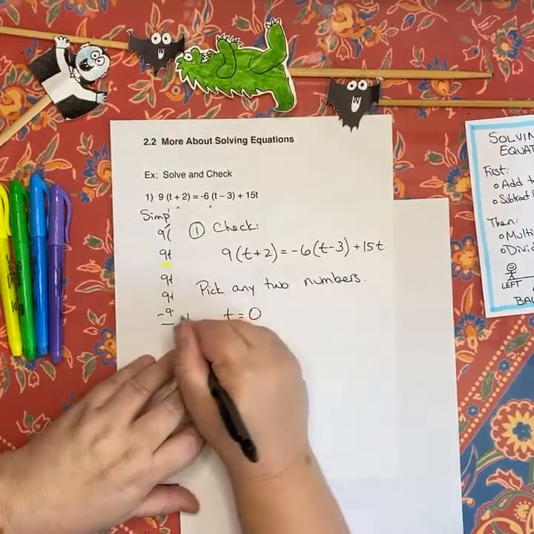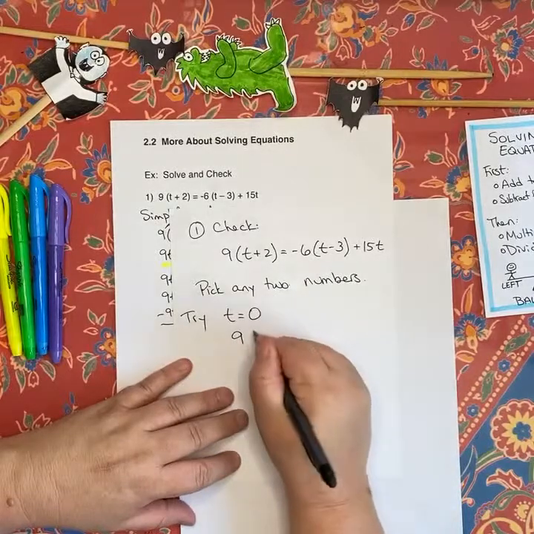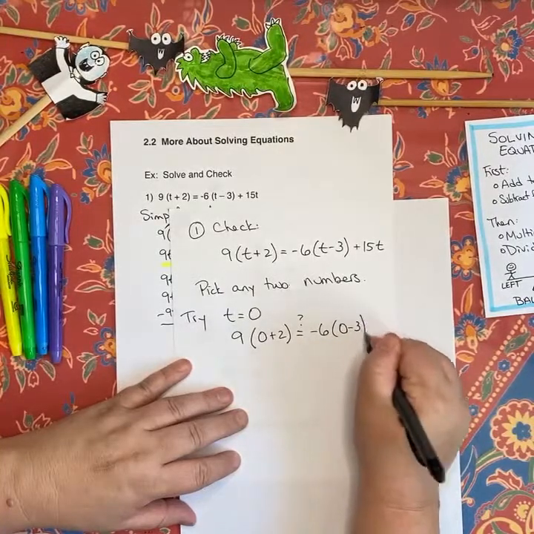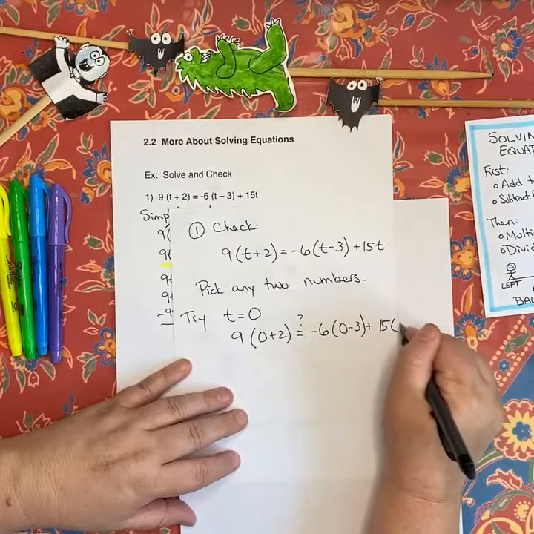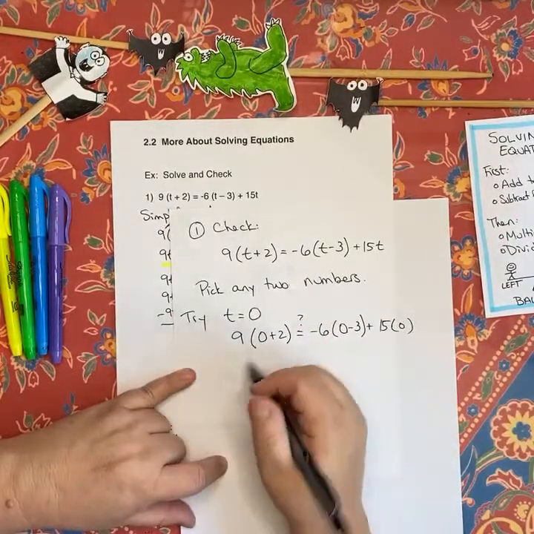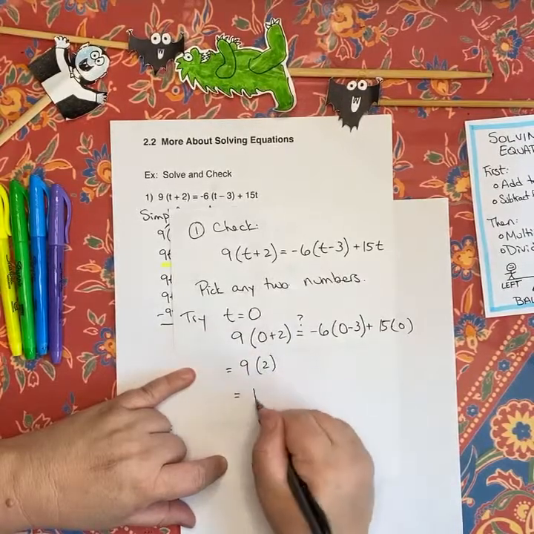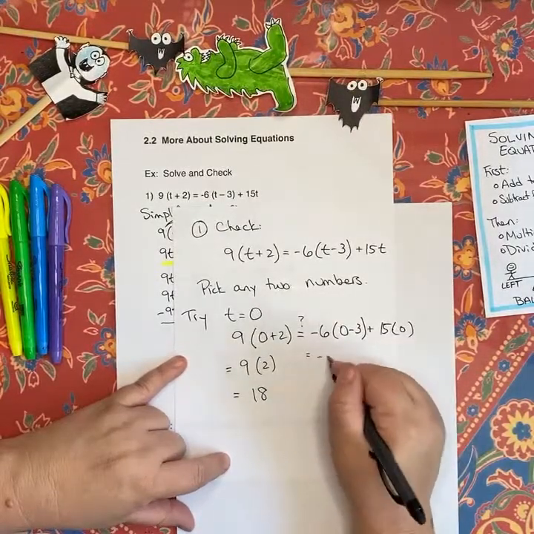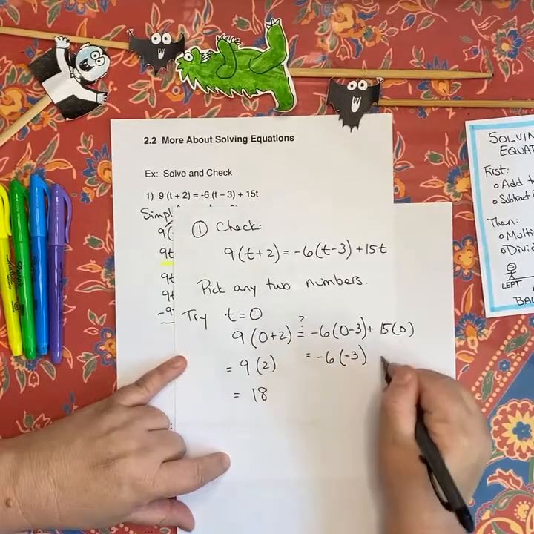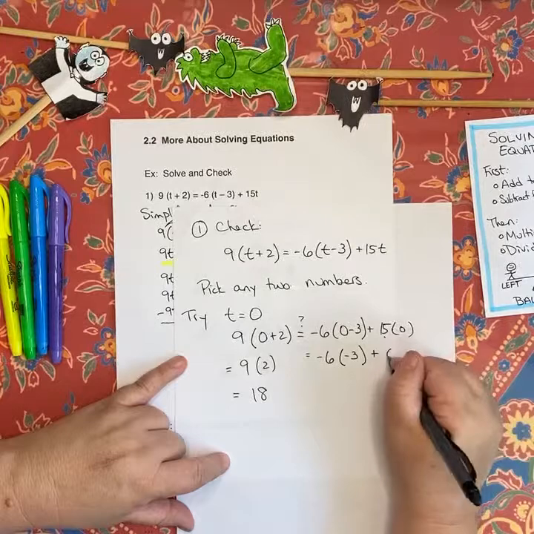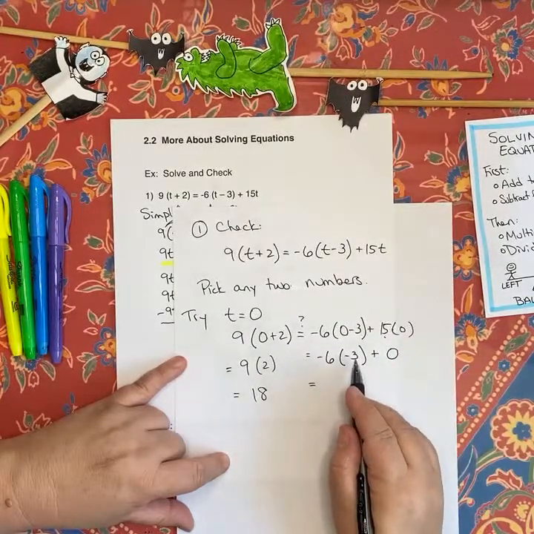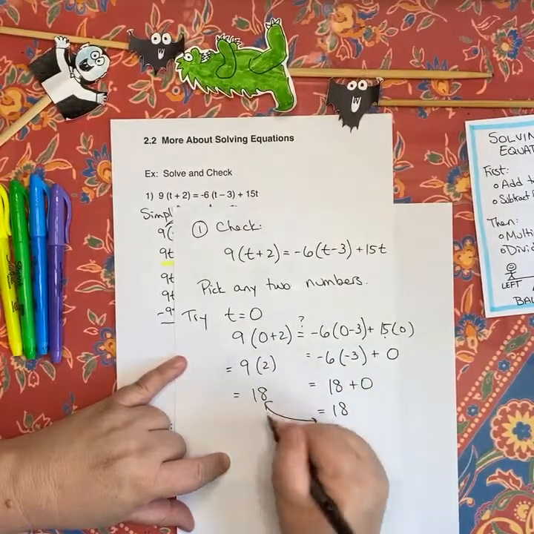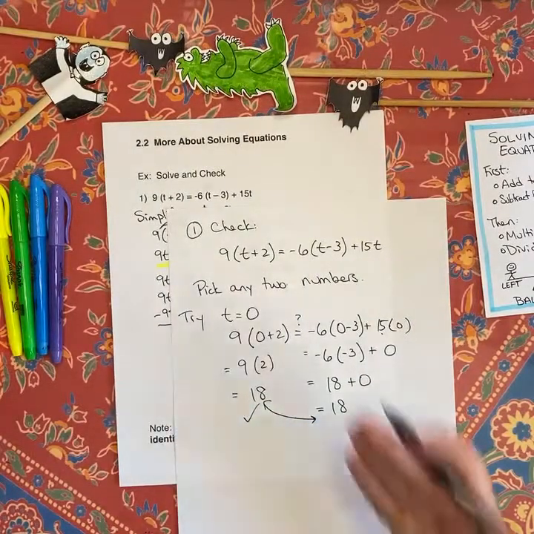So I'm going to try t equals 0. So I get 9 times the quantity 0 plus 2. And is that equal to negative 6 times 0 minus 3 plus 15 times 0? Okay, over on the left, that's 9 times 2, which is 18. Woohoo! Okay, over on the right, this is a lot more complicated. I get, let's see, negative 6 times 0 minus 3, negative 3, plus 15 times 0, that's 0. Negative 6 times negative 3 is 18, plus 0 is 18. Did it work? Woo! So it worked for t equals 0.